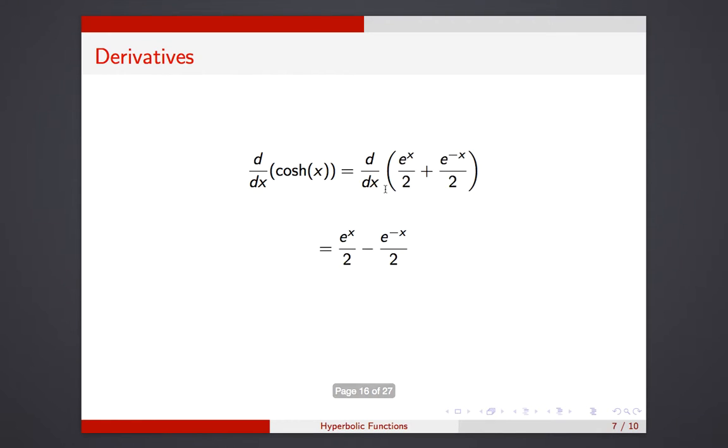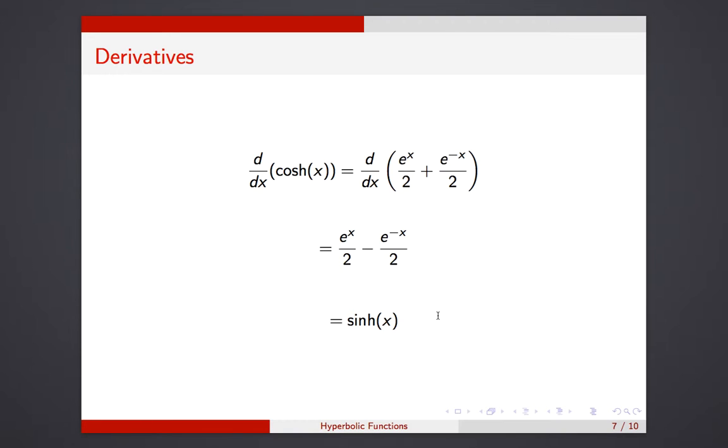To find this guy's derivative, we just again go back to the definition. It's just a sum of exponentials. And again, e to the x over 2 is just 1/2 times e to the x. That does not change when you differentiate. And again, the derivative of e to the negative x is negative e to the negative x. So now that minus becomes a plus, that plus becomes a minus. And if you think about what this is, you've seen this before on a previous slide. That's just hyperbolic sine.